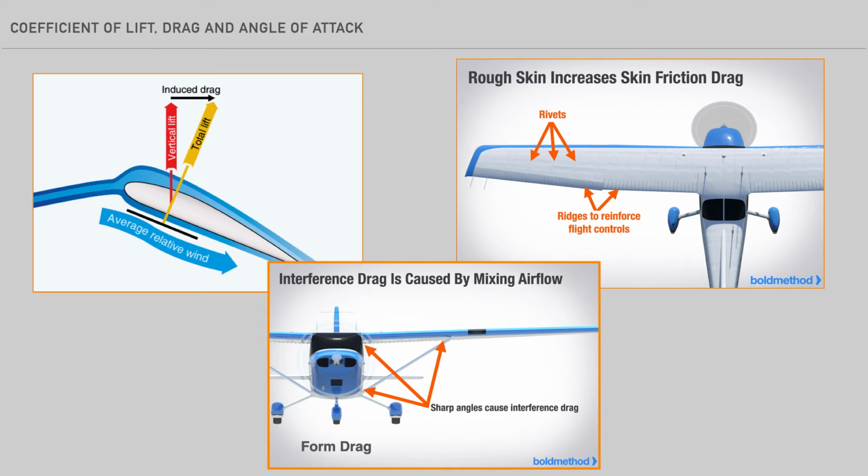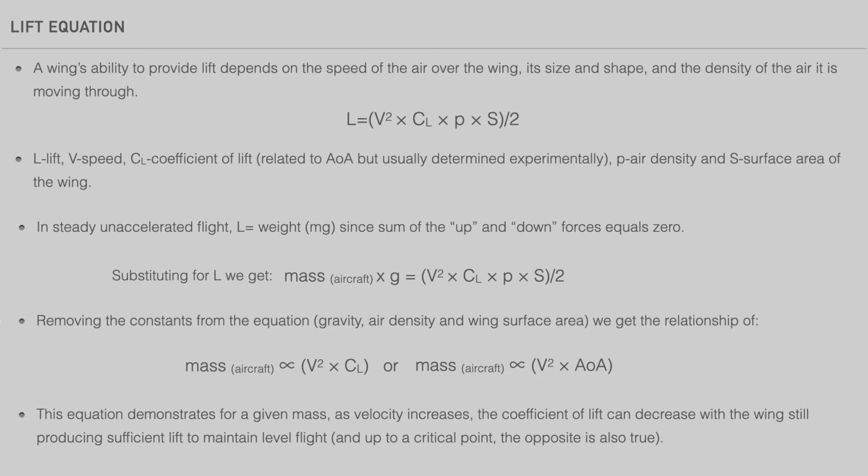Parasitic drag varies directly as the square of the velocity, whereas induced drag varies inversely with velocity squared. The wing's ability to provide lift depends on the speed of the air over the wing, its size and shape, and the density of air it's moving through.